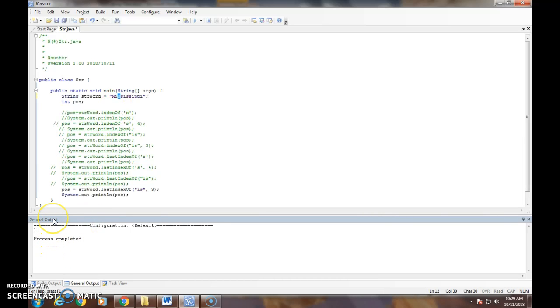Okay, so that is method overloading. We have 4 indexOf and 4 lastIndexOf. They work basically the same. They just take different parameters. Again, practice with it and get to know these.